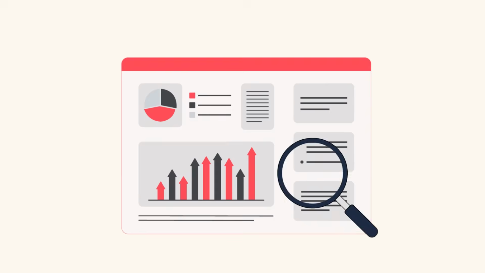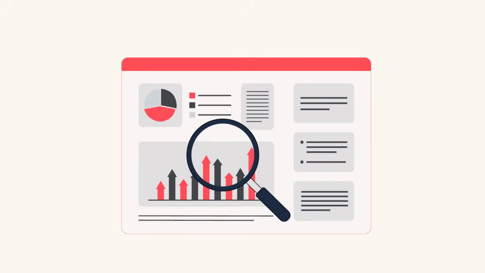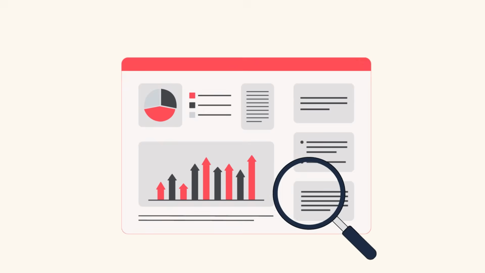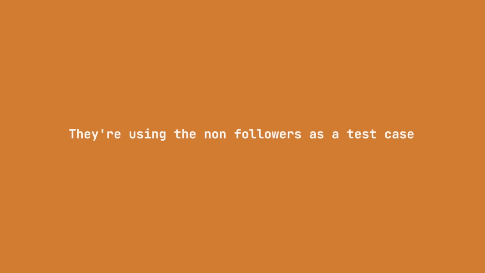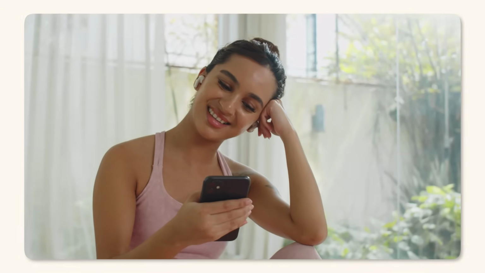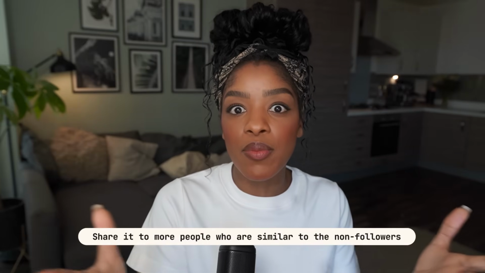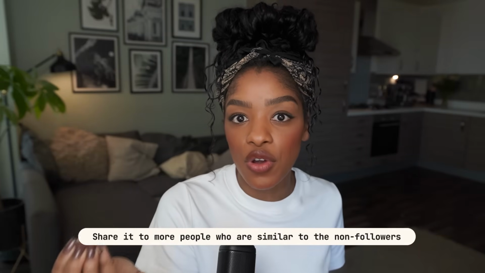Now, Instagram's going to keep a close eye on how these non-followers respond to your content. The reason they're keeping a close eye is because they're using these non-followers as a bit of a test case, right? They've selected these people because they think they're going to enjoy your content. So they want to keep an eye on whether or not they actually enjoy it, because if they do, that's a great signal to Instagram that they've selected the right group of people, which will hopefully mean that they're going to share it to even more people who are similar to those non-followers, right?